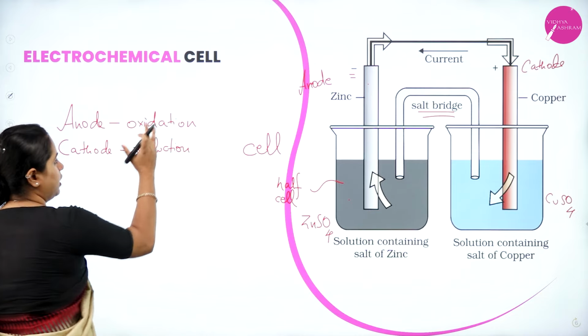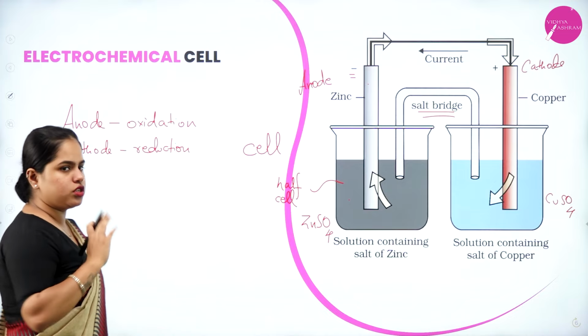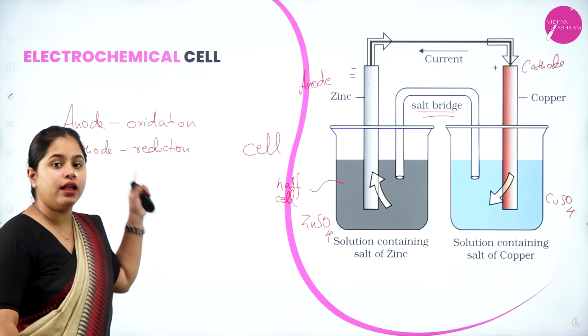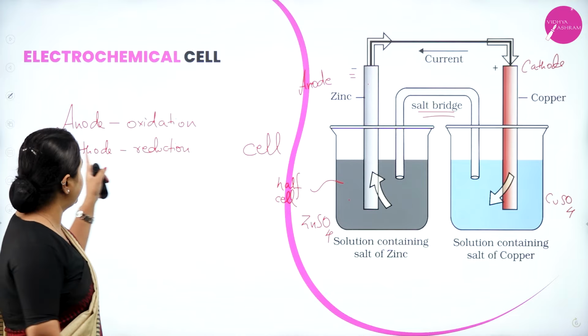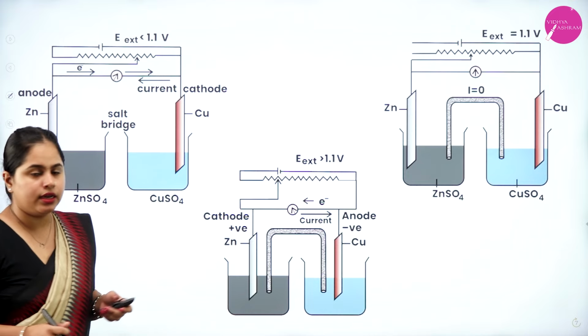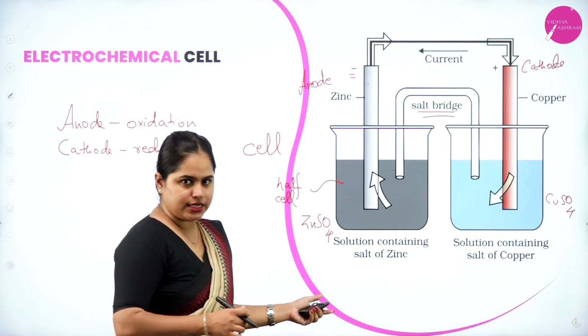So what happens together? A redox reaction will take place. Because of that, electricity will be produced. I hope it is clear. So in an electrochemical cell, at the anode oxidation will take place, at the cathode reduction will take place. Clear? So now moving on, already we have studied this setup, right?